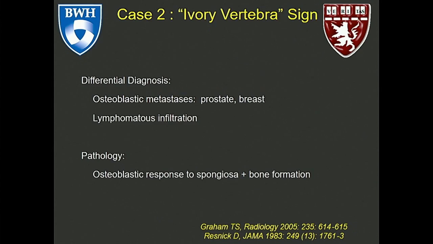Lymphomatous infiltration is also another area that you want to think about. And why do these look increased in density? Well, that's because there's an osteoblastic response to the underlying tumor infiltrating the spongiosum of the bone, as well as increasing bone formation as a result of that process. So of course, when you see a vertebral body that's increased in density, you want to worry whether this could be metastatic disease or lymphoma, particularly if the patient has a known diagnosis of both.